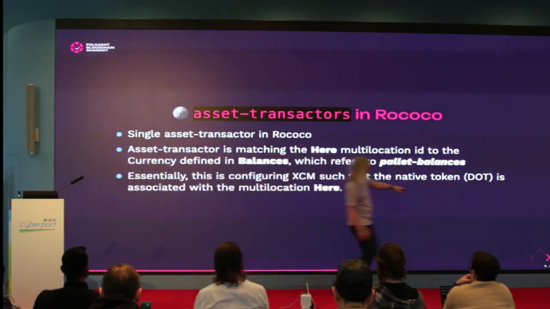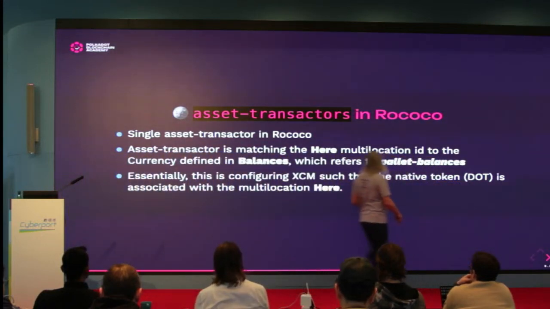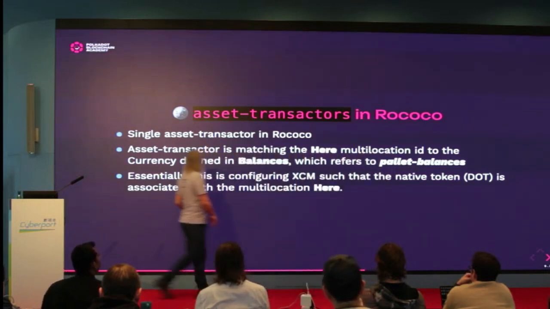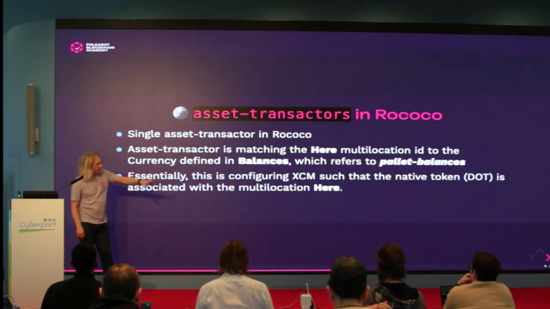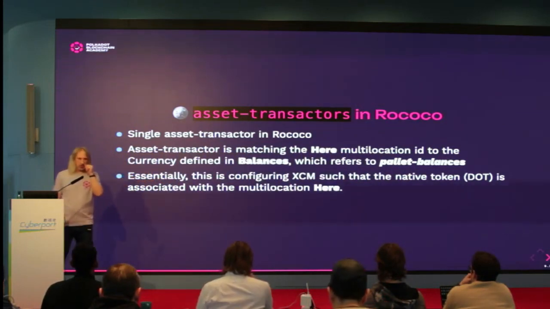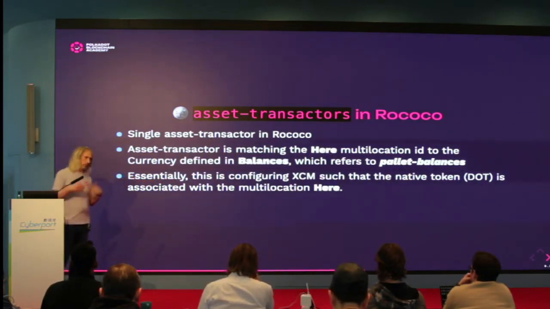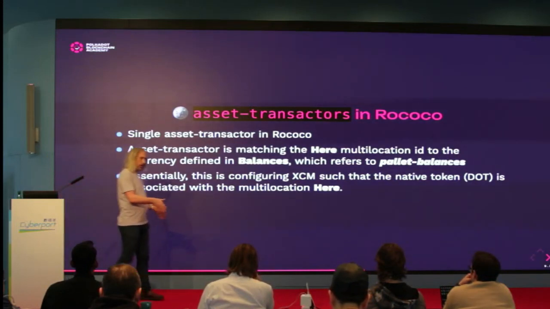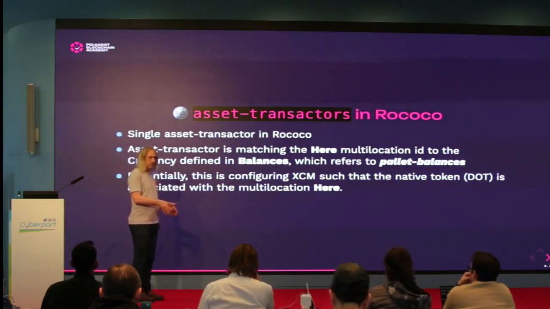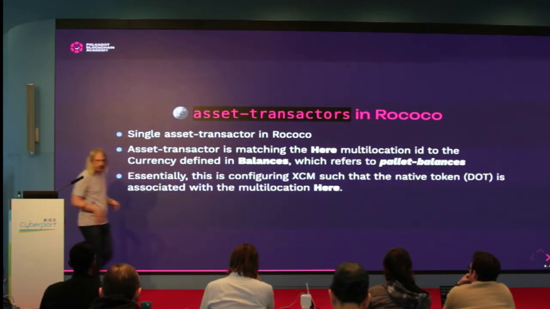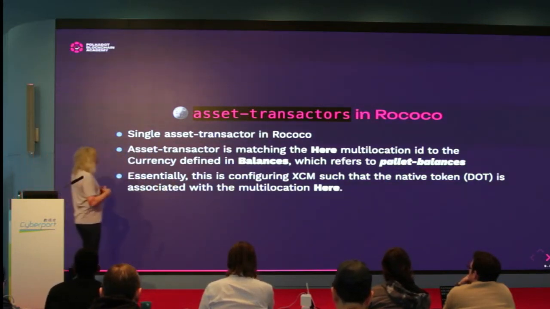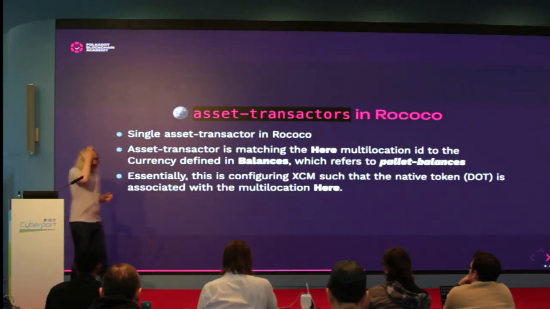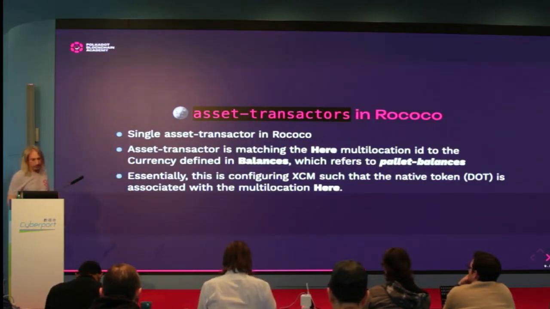This is Rock, not DOT. It's a typo. And we're configuring XCM to recognize that there is only one token, one native token at our location. I mentioned it before, reiterated that. If there were multiple native tokens, then we'd need extra junctions. And indeed, if you look at Asset Hub, there are extra junctions.